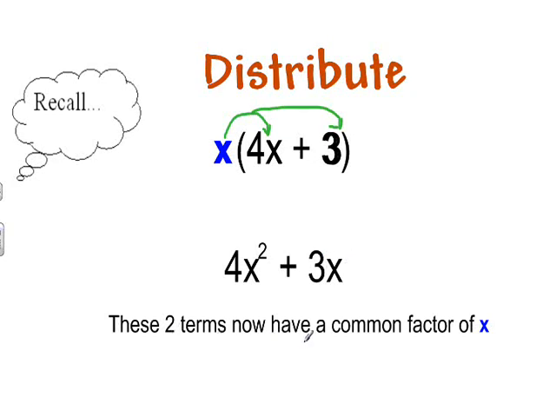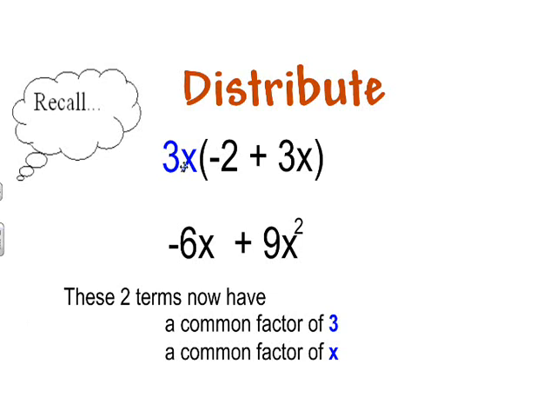Now these two terms, after we distributed, have a common factor of x. We took the x and distributed it so that now each of these two terms has this common factor of x. There's an extra x in here, and there's an x in there. This is 4xx, this is 3x. They both have at least one x. And so the greatest common factor for these two is x.